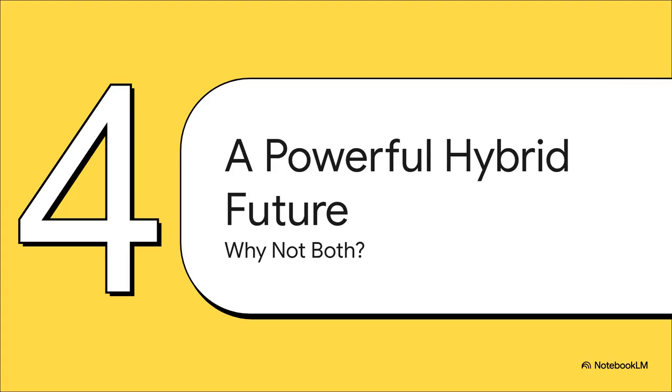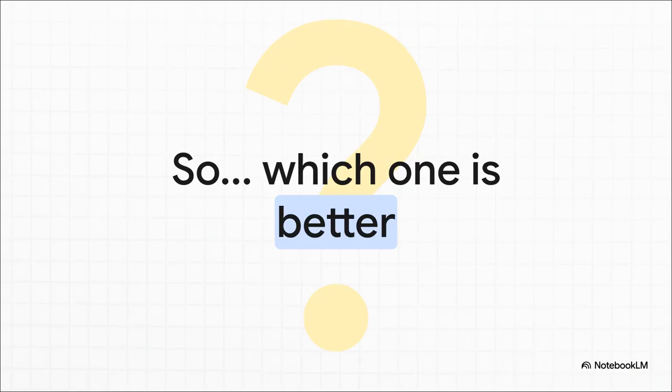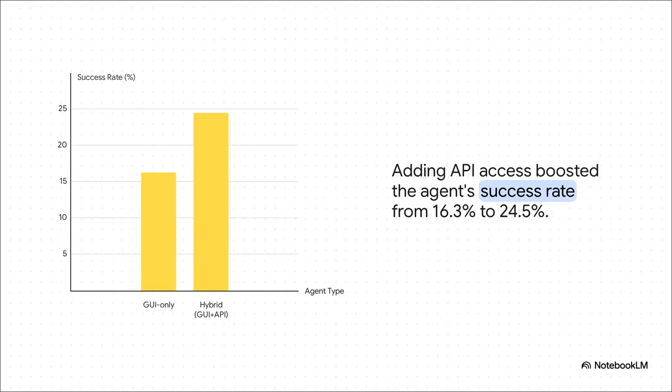So, after digging into all these differences, you start to wonder, if each way of doing things has these powerful but totally different strengths, why choose at all? What happens when you combine them? And this wasn't just some thought experiment. The researchers actually went and built a prototype hybrid agent to get a real-world answer. They gave a single agent access to both API calls and GUI actions, and then threw a bunch of complex office tasks at it. And wow, the results were pretty dramatic.